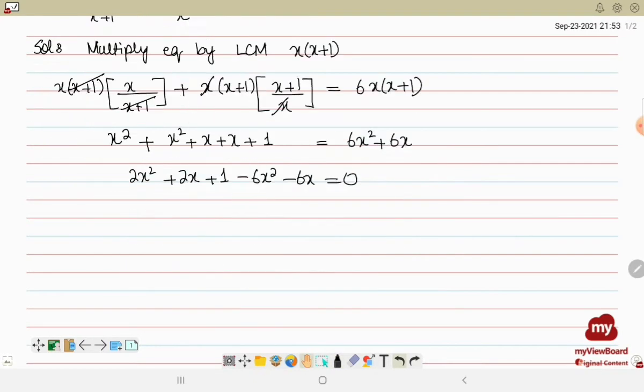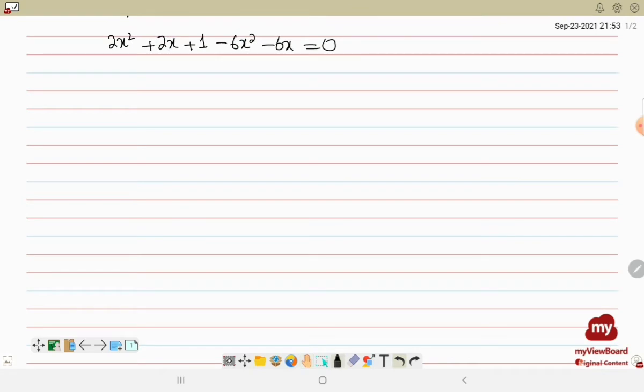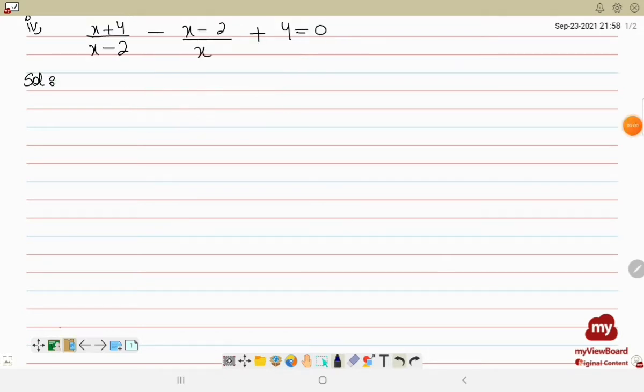Let's solve the same and combine the like terms. So 2x square minus 6x square becomes minus 4x square. And then plus 2x and minus 6x becomes minus 4x. And here we have plus 1. You can also take minus 1 common. When you take minus 1 common, it will become 4x square plus 4x minus 1 equals 0. So we have converted the given equation.